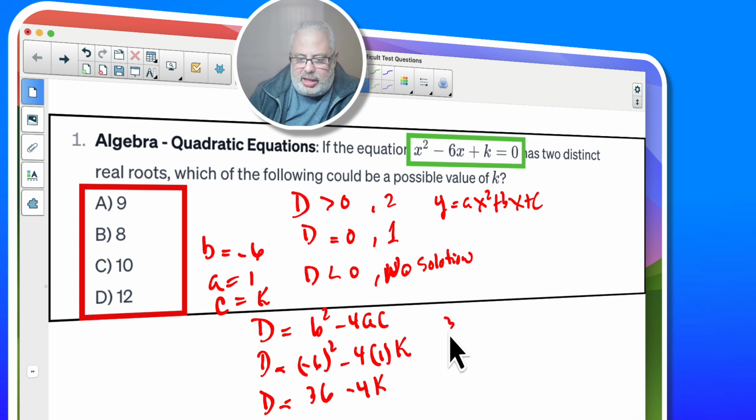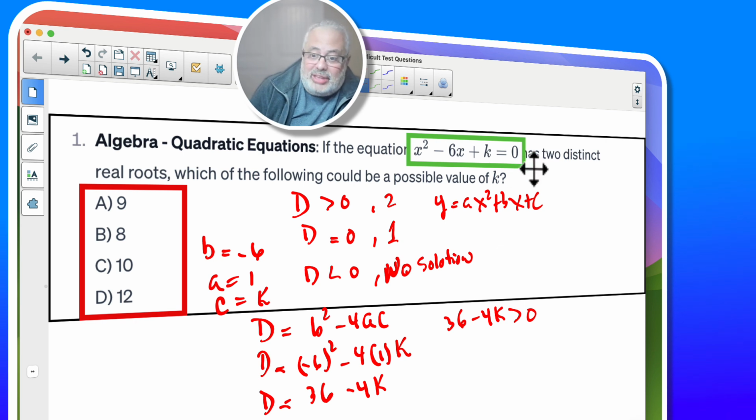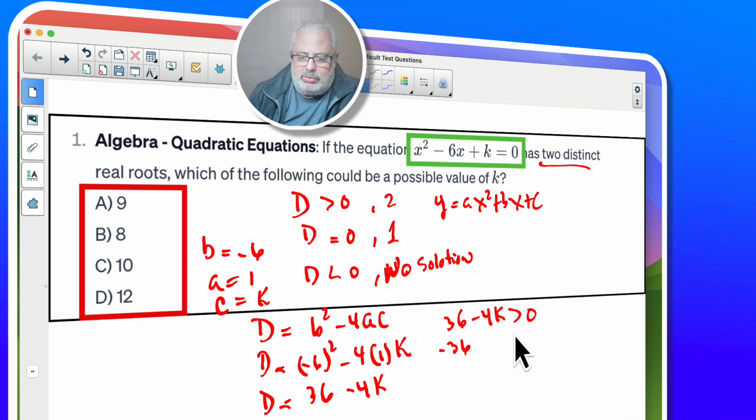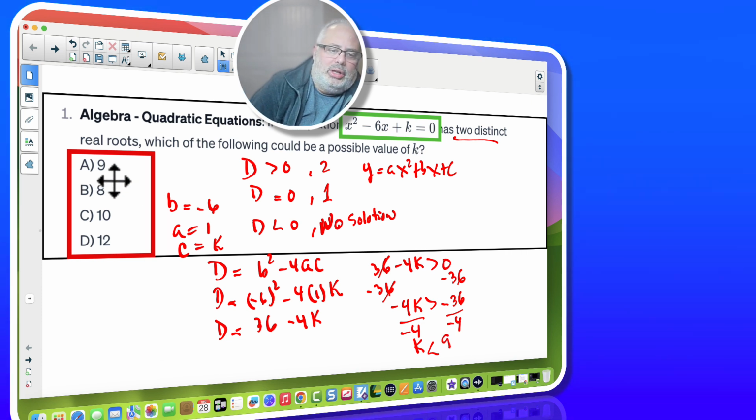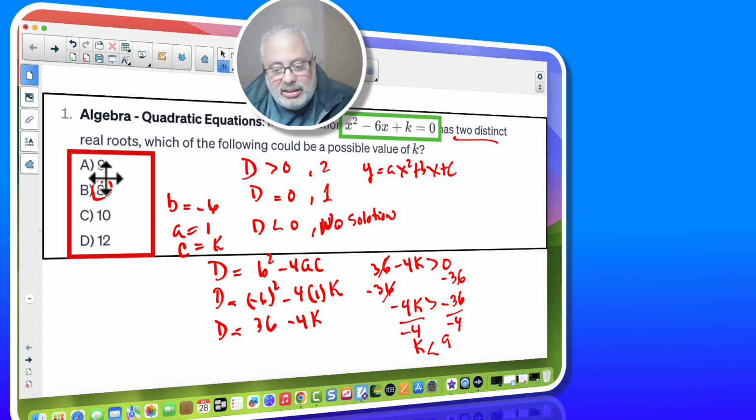But I know that 36 minus 4k is greater than 0, because the question says two distinct real roots. So I'm going to solve this inequality. Simple. I subtract 36 from both sides of the inequality. I have negative 4k greater than negative 36. I divide by negative 4 on both sides, but I reverse the symbol because I'm dividing by a negative number, so k is a number less than 9. And the only solution less than 9 in my choices is B, 8. Done. Move to the next question.